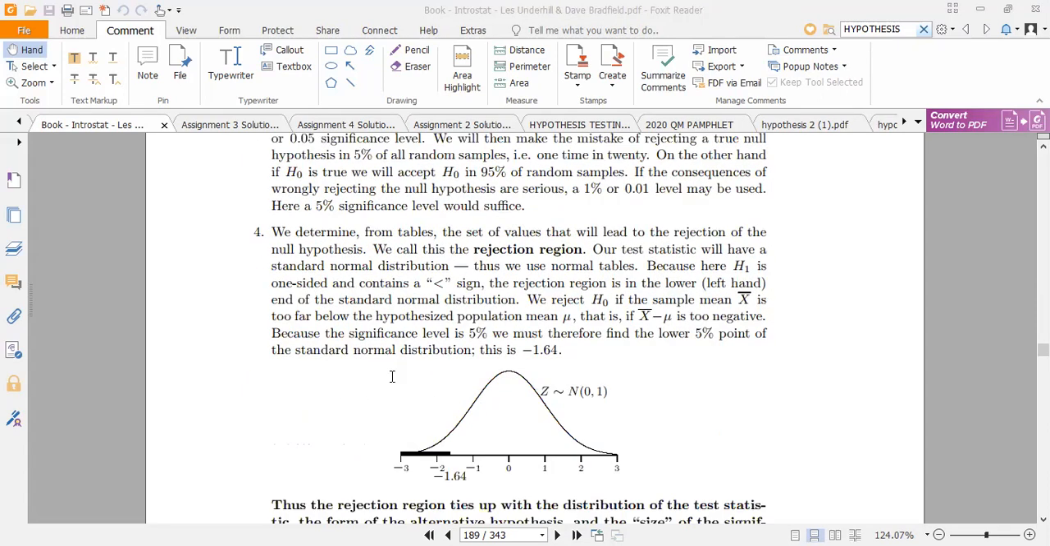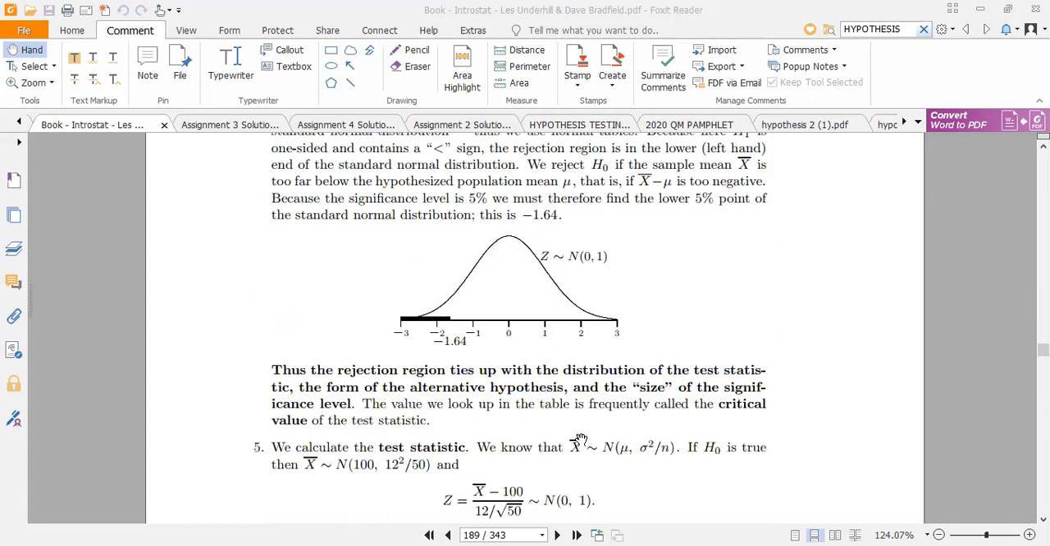Then we have our rejection rule, which is based on the significance levels that are given. We always reject if our answer falls within the shaded regions of the critical values that we're going to discuss.